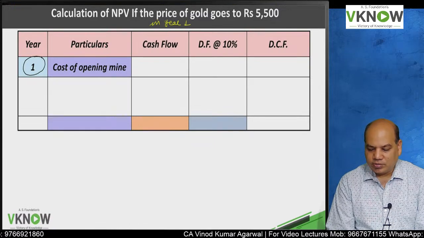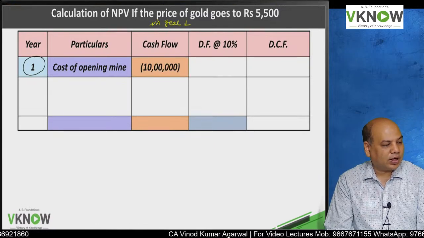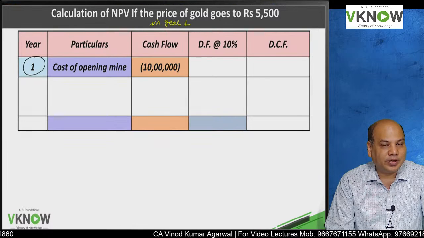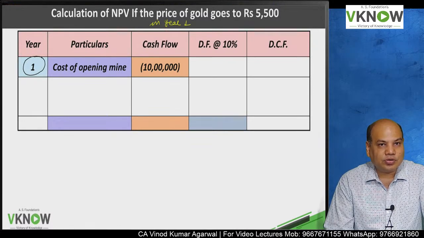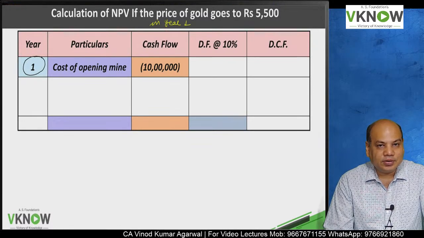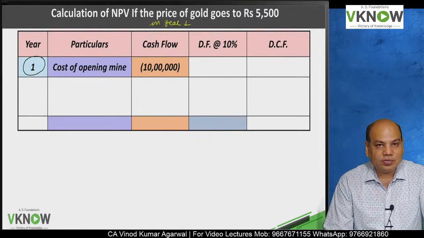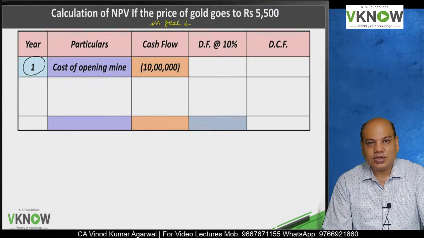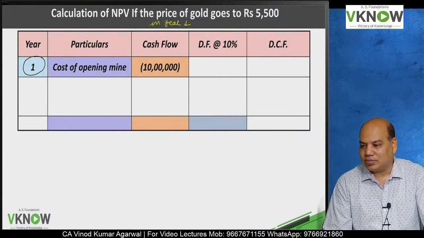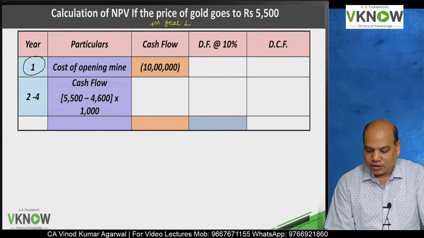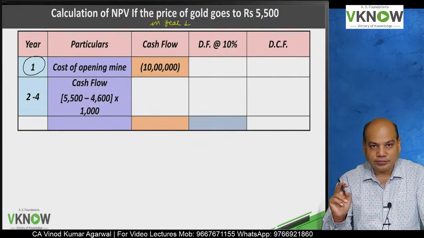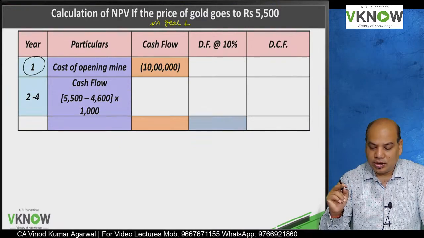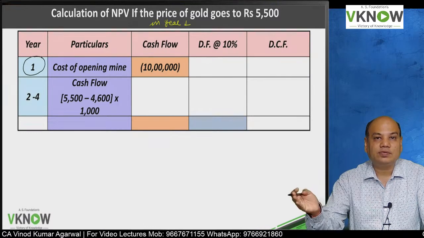Cost of opening the mine. The question is silent: what happens to the cost of opening the mine? So we will assume the cost of opening the mine after year 1 will also remain 10 lakh, will not change. If they say it will change, then take the changed number. Discounting factor is 1. And then we are going to generate cash flow in years 2, 3 and 4.